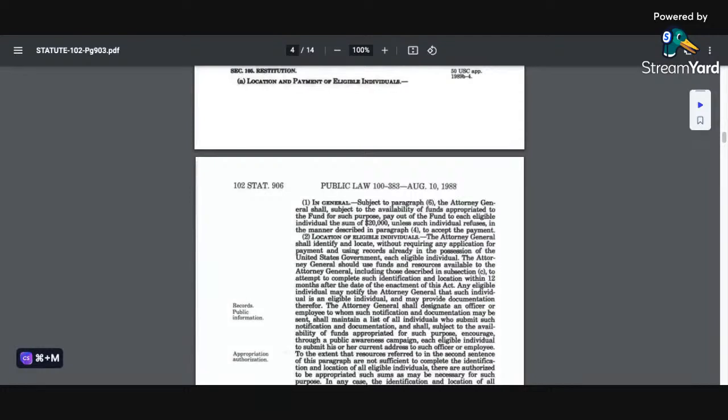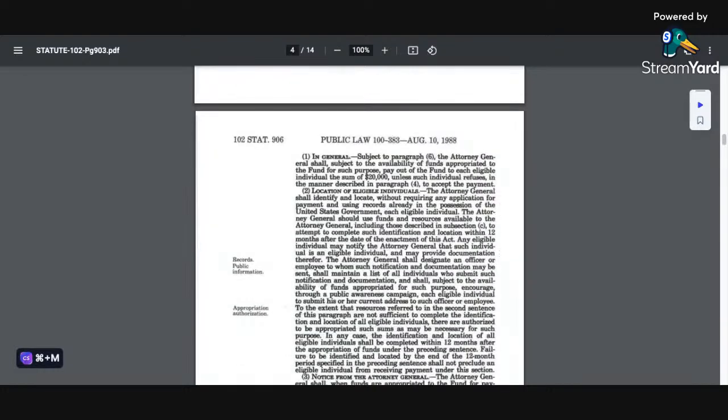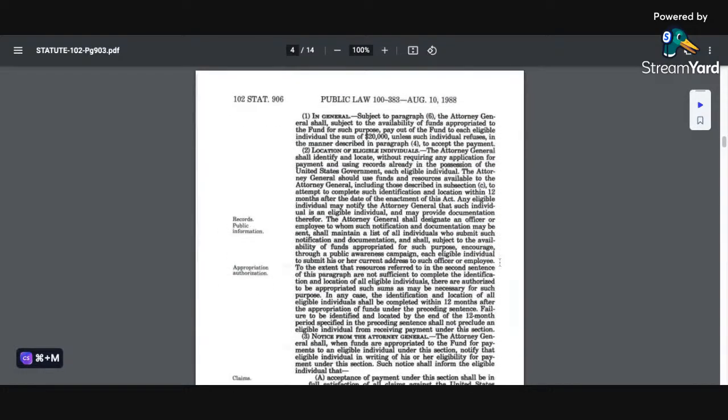So again, they already had the appropriations done and how much they were going to award to each person in this bill.